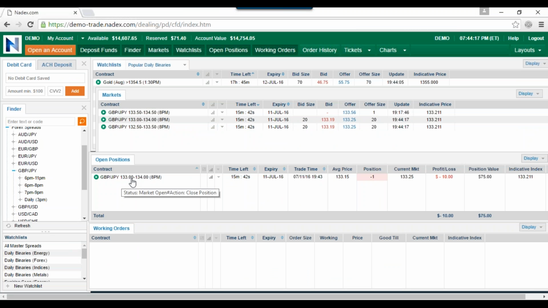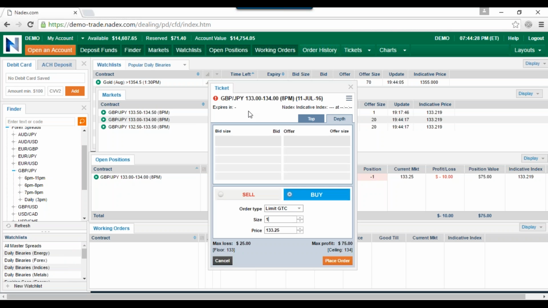133.00 maybe? At the floor itself, right? So same thing. I sold this contract. In order to close it early and buy it back, I just got to click it. Ticket comes up already marked buy. And currently it's to buy for the current available offer price of 133.25. I don't want to buy right there. I don't want to buy it back until it gets down to the floor.